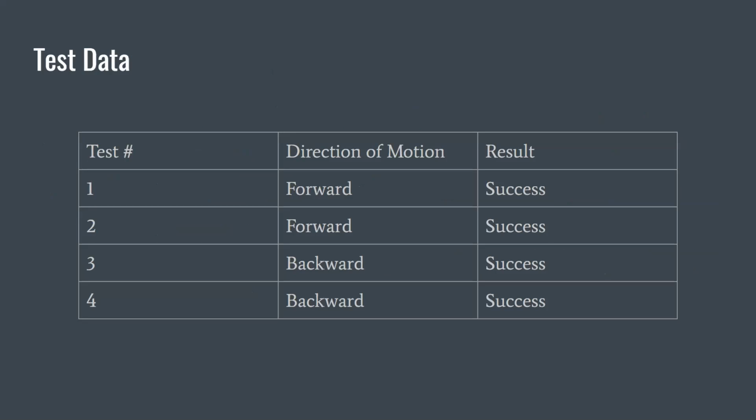Here you can see the test data that we gathered during our tests in class, and you can see that we have a consistent success in the forward and backward dimensions. The design was consistently successful in both of these, thus meeting the customer needs for multi-directional movement.